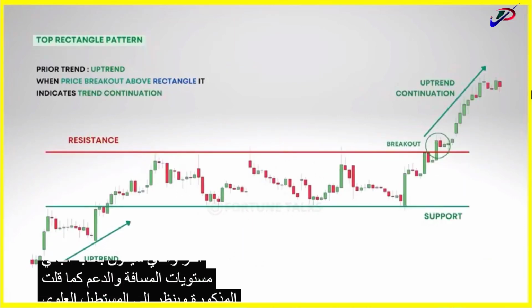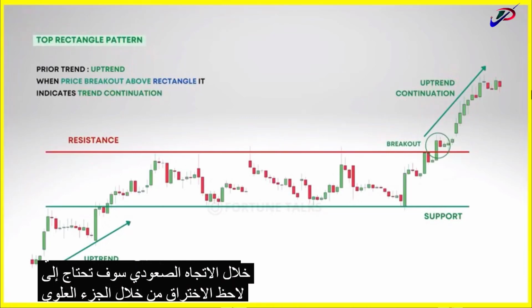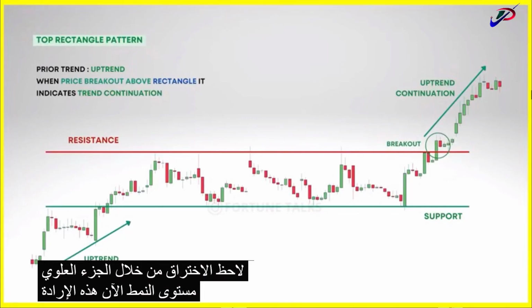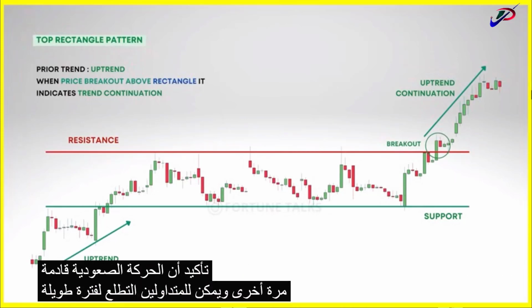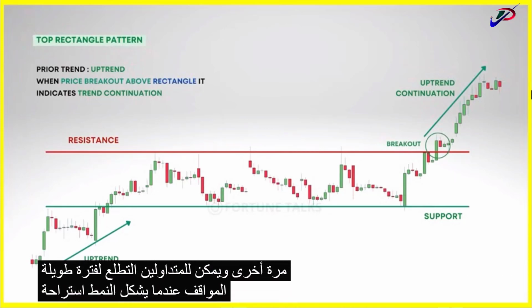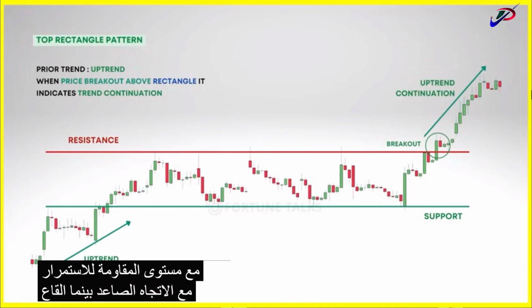As I have mentioned, the top rectangle is seen during an uptrend. You would need to notice a breakout through the upper level of the pattern. Now this will confirm that the bullish move is coming back and traders can look to enter long positions when the pattern forms a break above the resistance level to continue with the bullish trend.